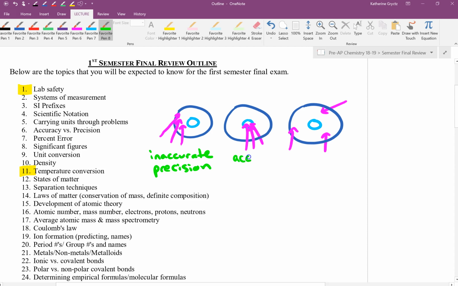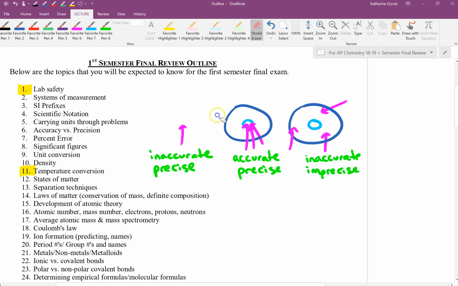This person is accurate and precise. Sorry, this should have been just precise. And then this person is inaccurate and imprecise. You wouldn't want to play darts with this person. Accuracy is about being able to hit a specific target regardless of how many times. Precision is about being able to repeat something, regardless of whether it's where you wanted to hit or not. It's just about repeating it.